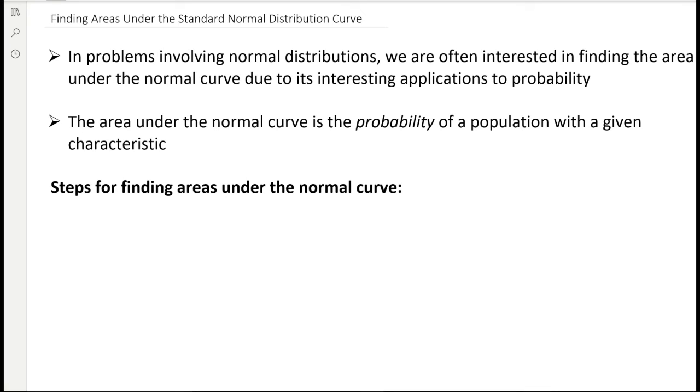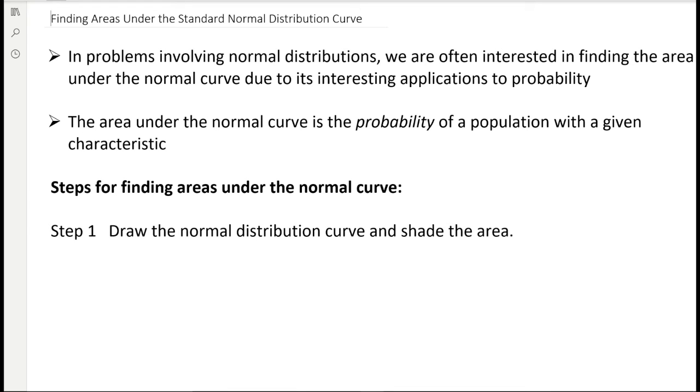Remember that one of the characteristics of the normal distribution is that the area under the entire curve is equal to 1. And that was a property that was very interesting for applying it to probability. So we want to find the area in order to find the probability of a given event happening, or the probability of a population having a certain characteristic. So how do we find the areas under the normal curve?